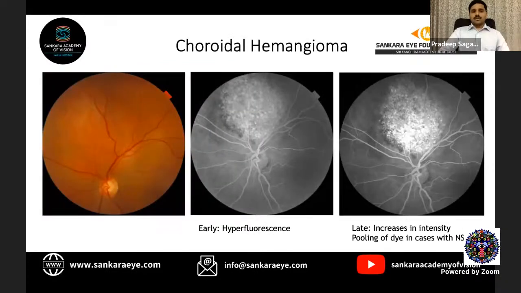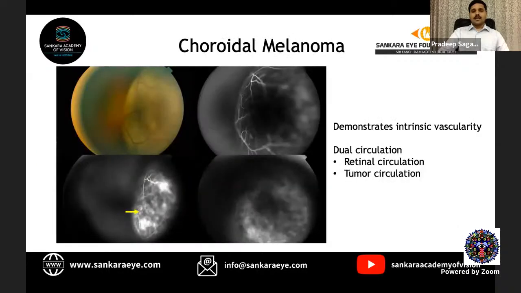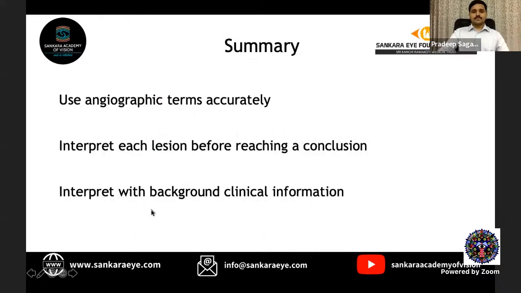Choroidal hemangioma. In early phase, we see hyperfluorescence corresponding to the tumor, and in late phase, there is an increase in intensity of hyperfluorescence. If there is presence of neurosensory detachment, we see pooling of dye. Choroidal melanoma. Fluorescein angiography demonstrates the intrinsic vascularity, which is typically described as dual circulation. That is, the retinal circulation and the tumor circulation both can be seen on fluorescein angiogram.